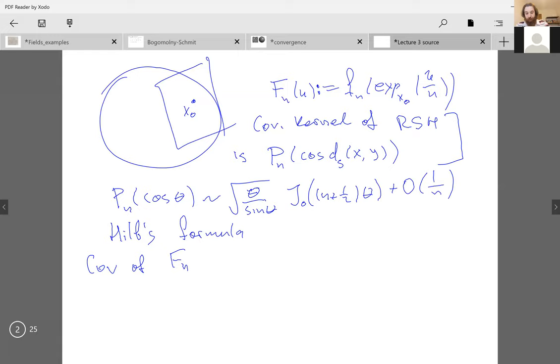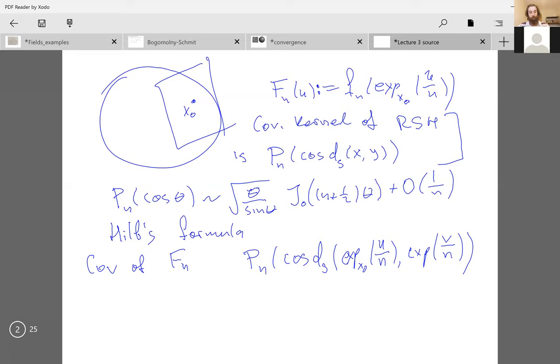Well, this is P_n of the cosine of the spherical distance between the exponential map of u over n and the exponential map of v over n. So when u and v are fixed and n is large, u over n and v over n are very small. So the exponential map is almost an isometry, and the spherical distance is almost the Euclidean distance. So this thing is approximately the modulus of u minus v, over n.